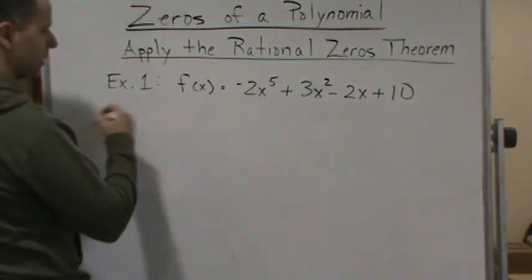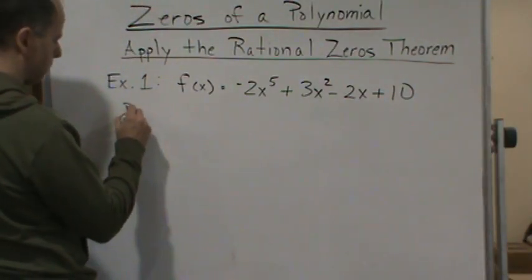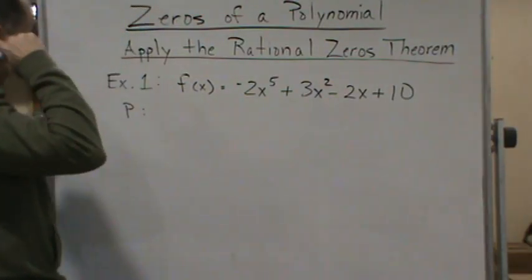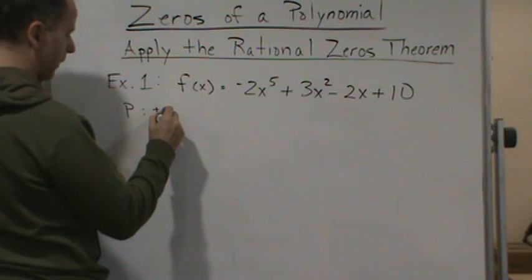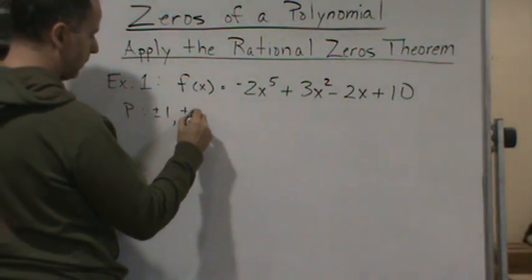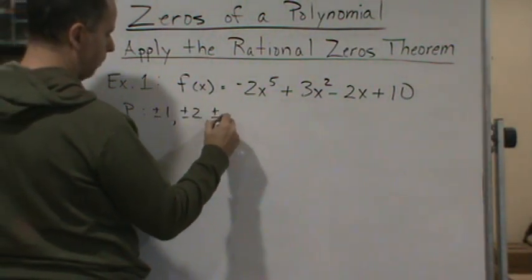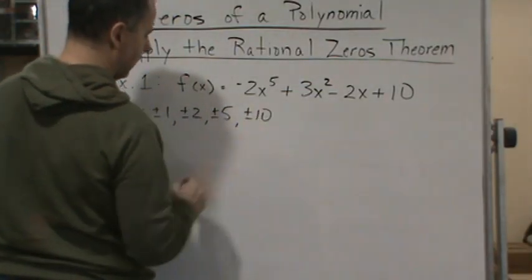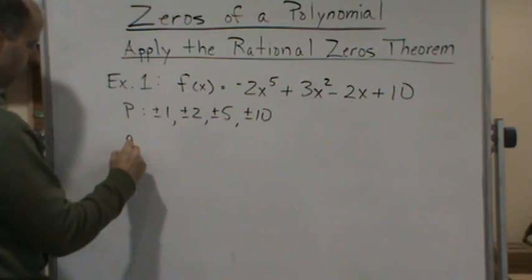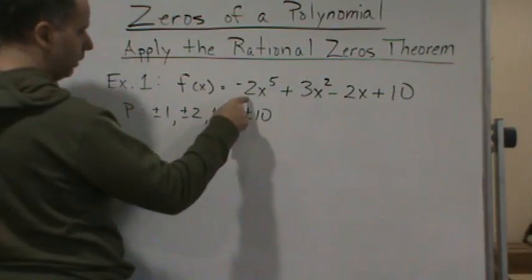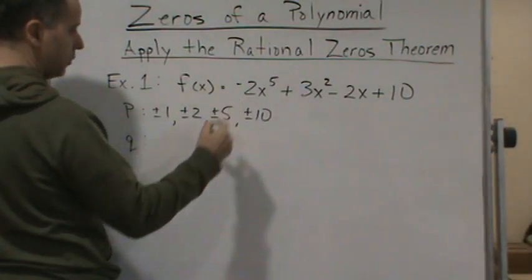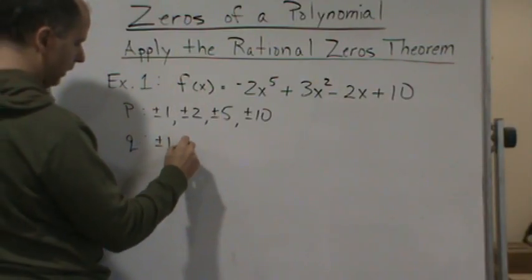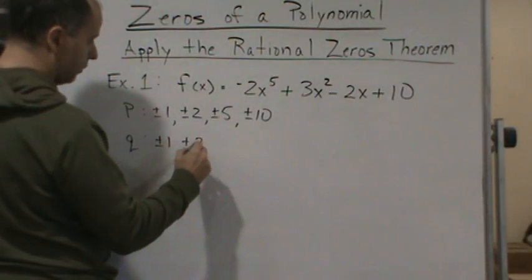So all I'm going to do is list out the possible factors of p from our constant term. So what are the possible factors? Well, plus or minus 1, plus or minus 2, plus or minus 5, and plus or minus 10. And all of the factors of q, which is here negative 2, is going to be plus or minus 1 and plus or minus 2.